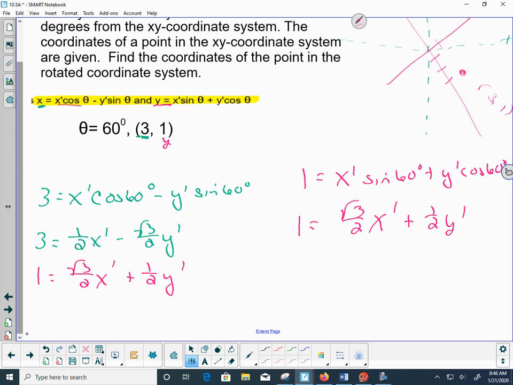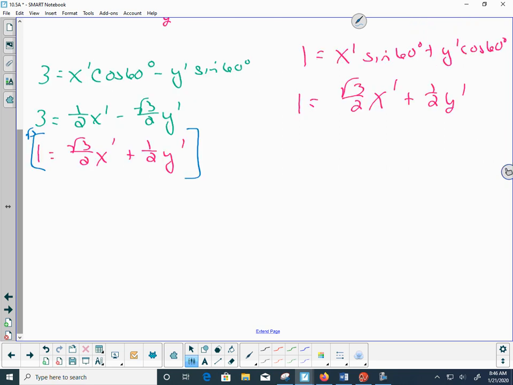The easiest thing to do would probably be to multiply this one by the square root of 3, because these two are already opposites. So if I do that, the first equation will stay the same, and now the second equation will become the square root of 3. And then the square root of 3 times the square root of 3 would just be 3, right?